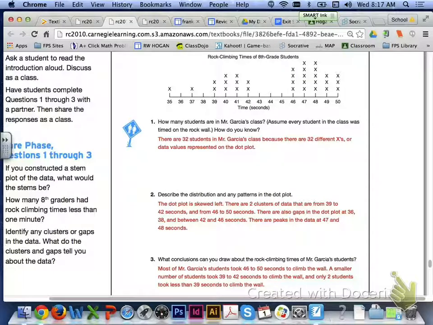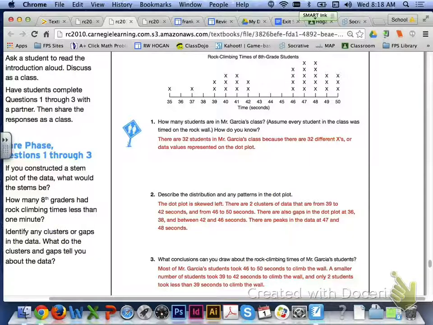If we take a look at number 1, there are 32 students in Mr. Garcia's class because there are 32 different X's or data values that we see represented on the dot plot. For number 2, the distribution and any patterns that we see in the dot plot, we can see that the dot plot is skewed left because we see the data peaking on the right side of the dot plot, and there is data that is slanting off to the left. So distribution is skewed left.